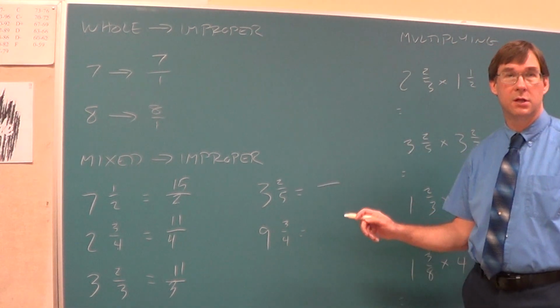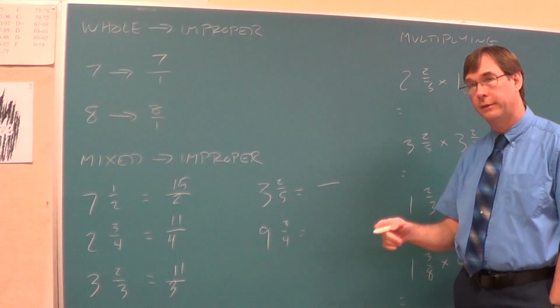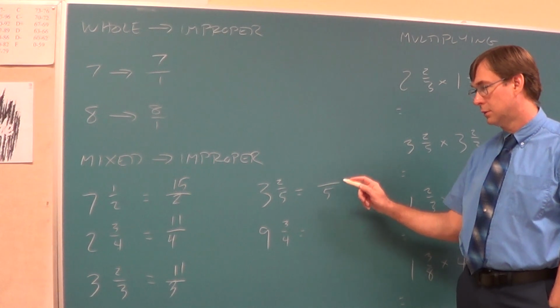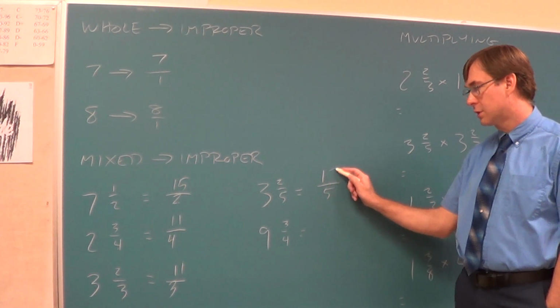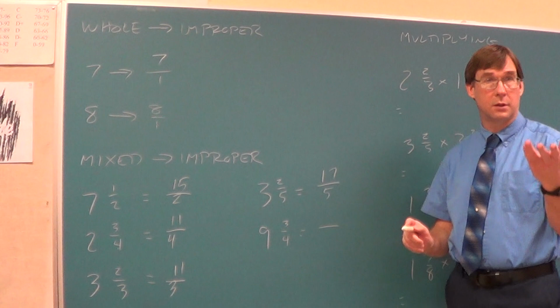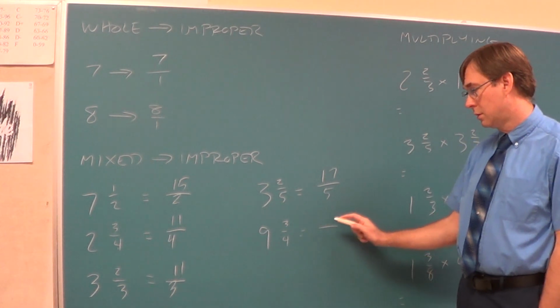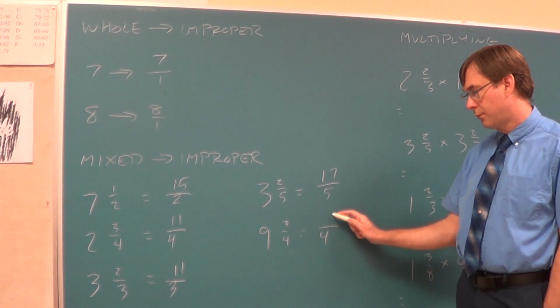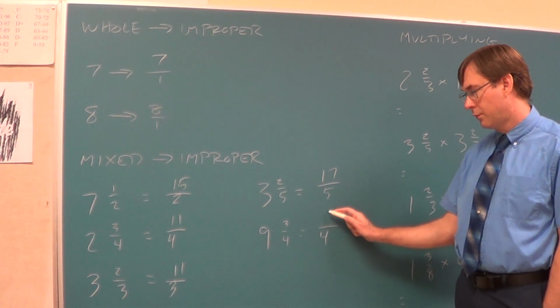Let's get somebody that didn't go yet. 3 2/5. Jump in. So the 5 would be the denominator. Yes. And 3 times 5 is 15, plus 2 is 17. That is correct. Good. The 4 is the denominator. Yep. And then it would be 39. Agreed.